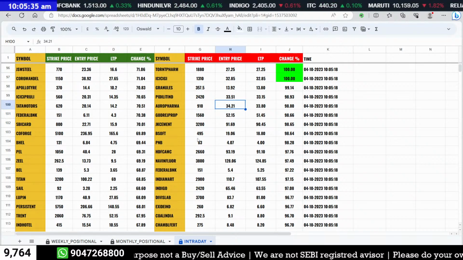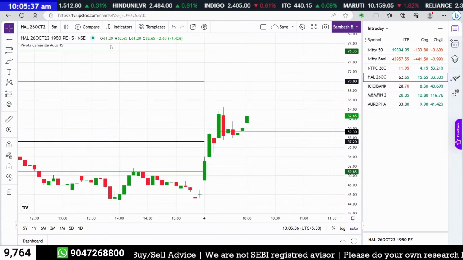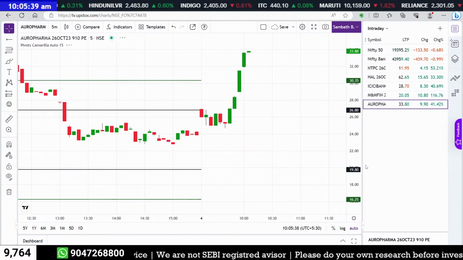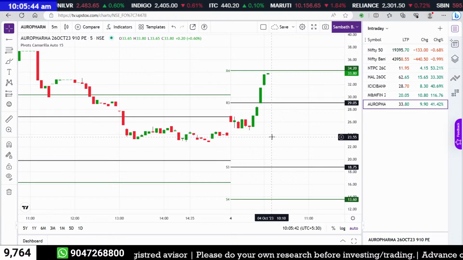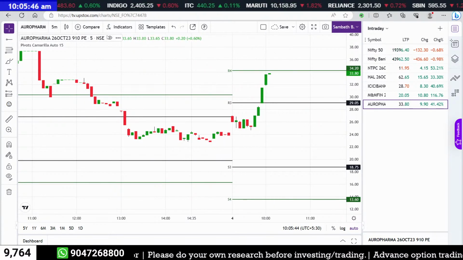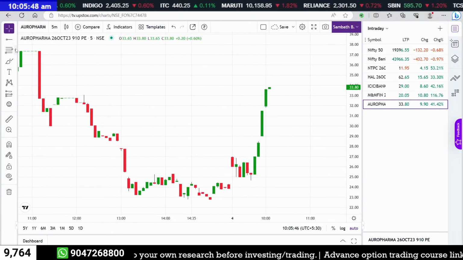34.2 is a breakout. Now it is around 33.8. So as per our intraday breakout, that should be around 34.2 in this case. And we can mark the level.